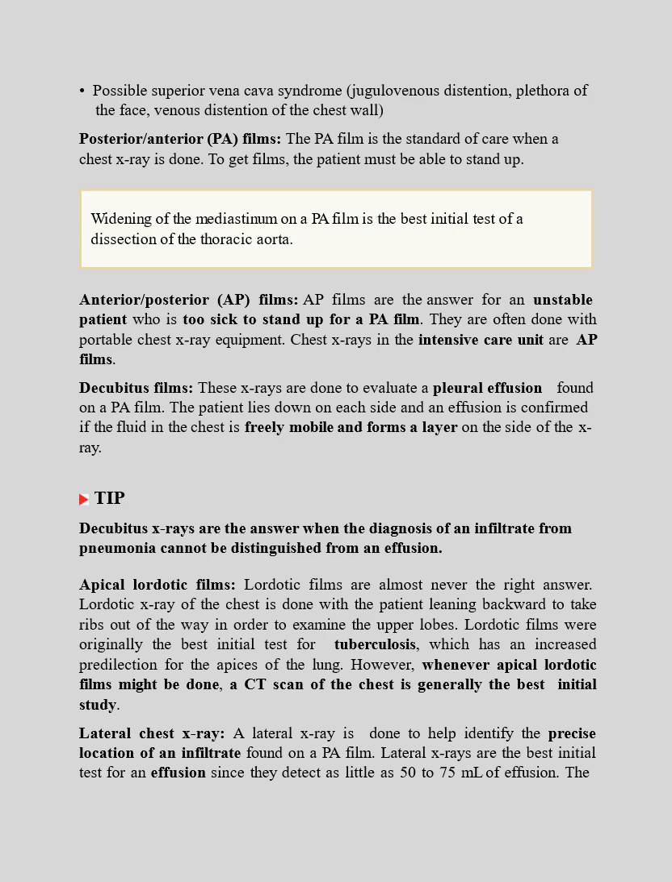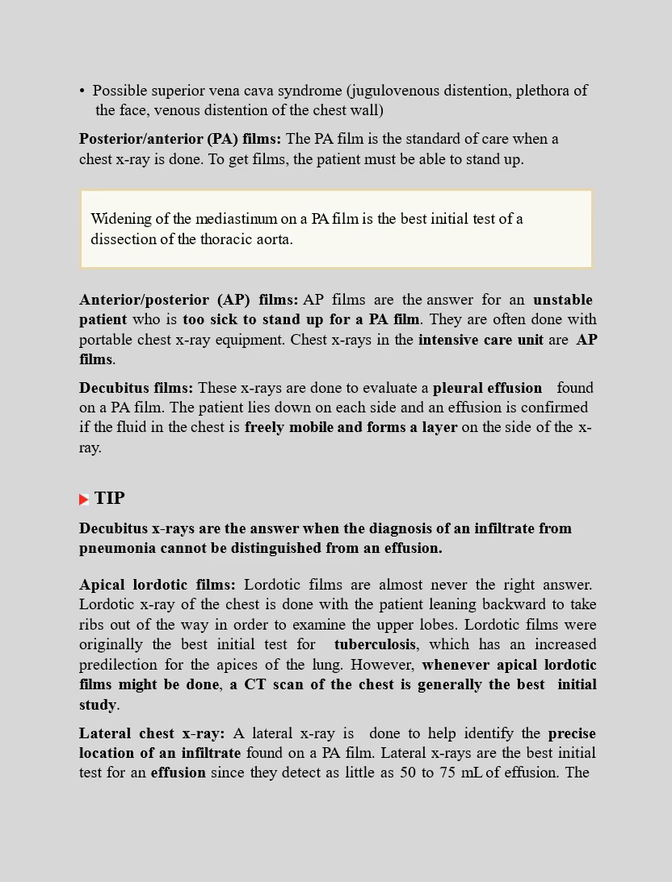Also, if we have a possible superior vena cava syndrome, which is jugular venous dilation, plethora of the face, venous distension of the chest wall. Chest X-rays could be of 3 types. Number 1, posterior anterior, or PA film.